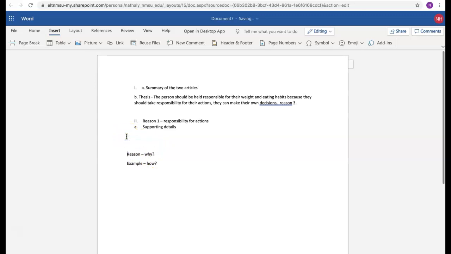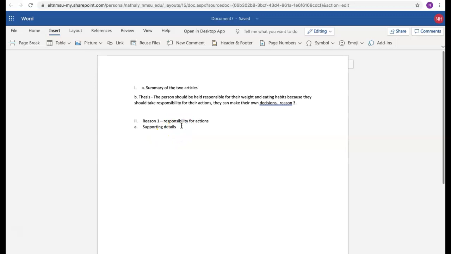So basically, if you want to know how everything works, everything starts off with a thesis, and then we work our way down to the reasons. We have a thesis, which is our argument. Reasons support the thesis. Examples support the reasons, right? So they all work together and they are all tied to the thesis, but they all work together to support the argument. So let's continue with our outline.